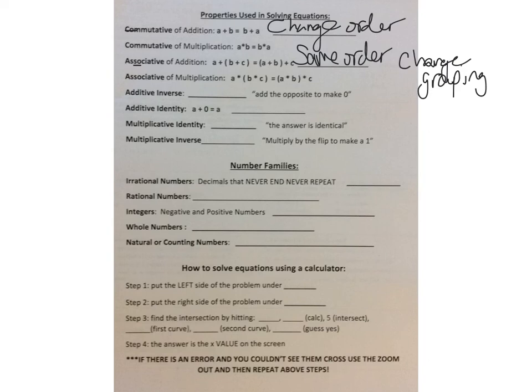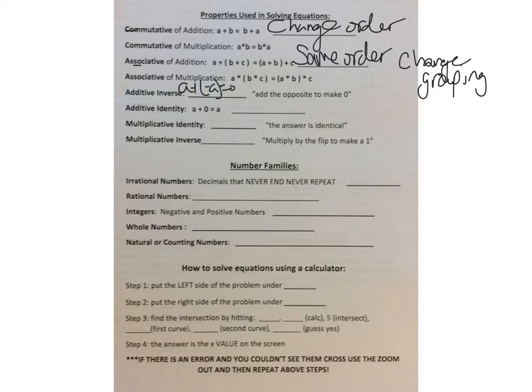Additive inverse, A plus negative A equals 0. All we're doing is adding the opposite, adding the opposite to make it 0. So it's going to be A plus negative A equals 0.